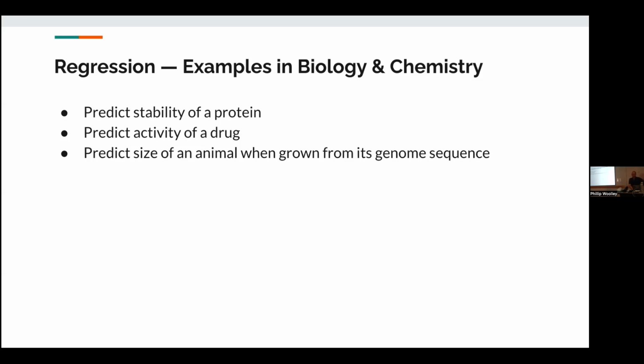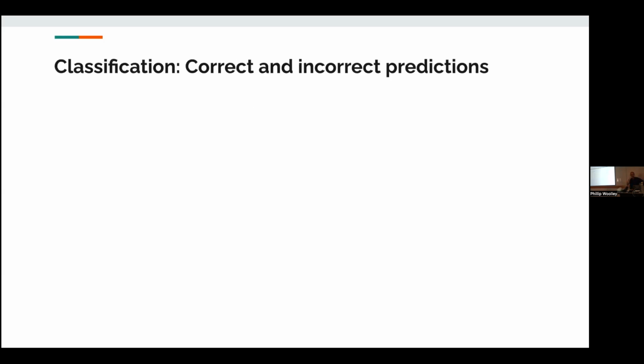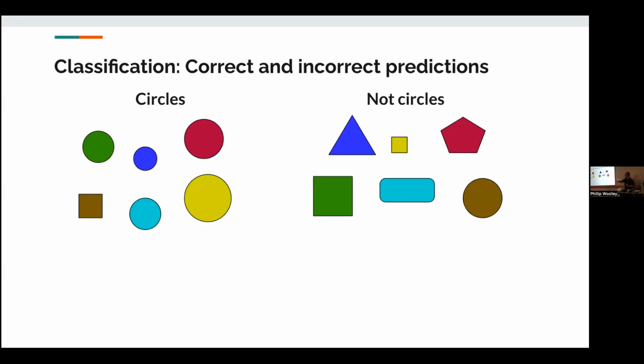Now let's go a little more in depth into what can happen when you actually do this. So let's go to the classification. When you classify, you make correct predictions, hopefully, but you also sometimes make incorrect predictions, right? So now we go back to, is something a circle or not a circle, right? On the left are the circles, on the right are the not circles, and you probably see that I made some mistakes, right? That was on purpose.